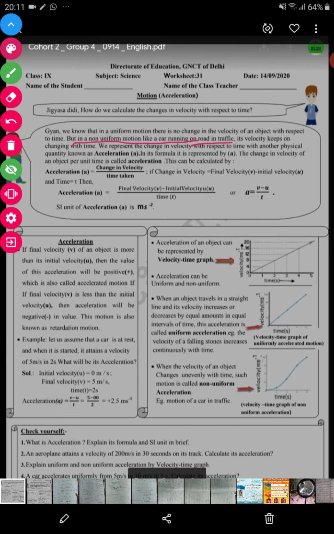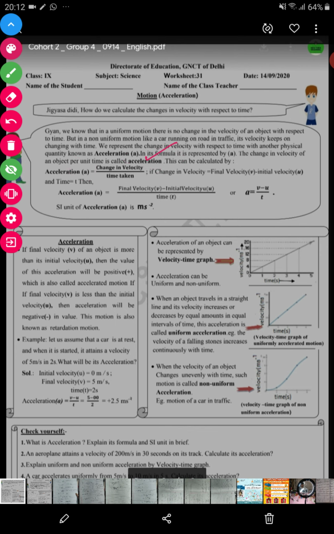We represent the change in velocity with respect to time with another physical quantity called acceleration, right? Means the change in the velocity is calculated by acceleration. And what is acceleration? It is the change in the velocity of an object per unit time. The change in velocity with respect to time is known as acceleration. It is denoted by a.